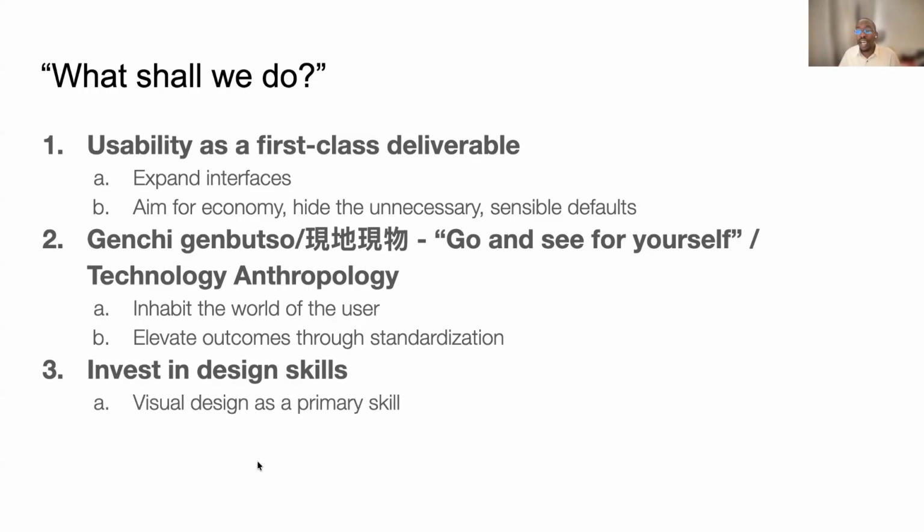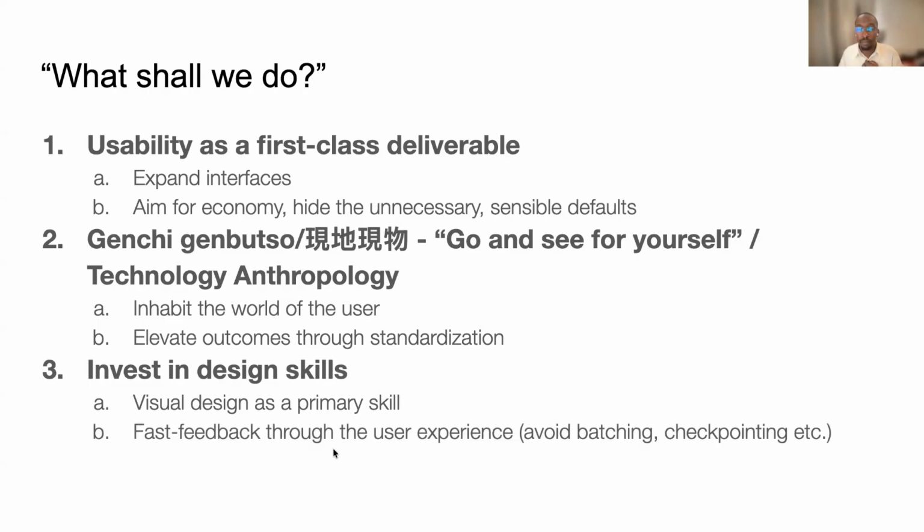Visual design has become a primary skill. A lot of users will be put off by something that doesn't look presentable, doesn't look nice. In fact, in user experience design, aesthetics is a trick to give users the impression that something is easier to use than it might actually be.